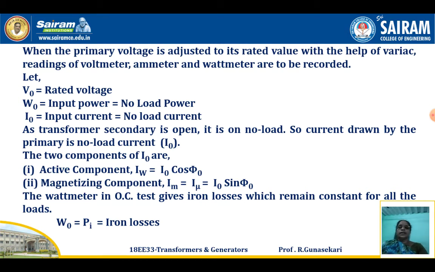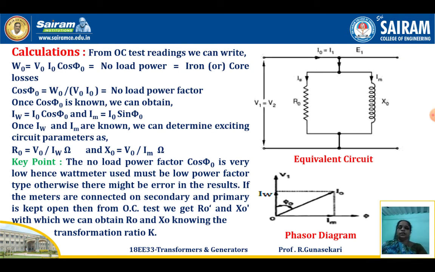So the no load current I0 can be resolved into two components. One is the active component IW, that is equal to I0 cos phi naught. The magnetizing component IM or I mu, that is equal to I0 sin phi naught. How to calculate cos phi naught and sin phi naught? By using the formula W0 is equal to V0 I0 cos phi naught, because this is a single phase transformer. For single phase power supply the power formula is W equal to VI cos phi only. Therefore W0 is equal to V0 I0 cos phi naught.